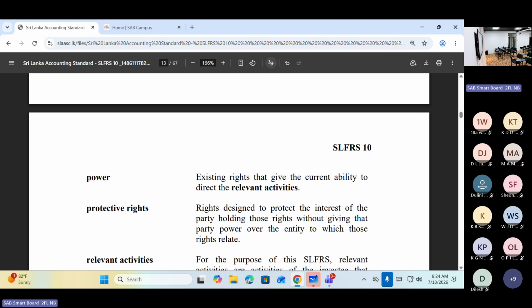Consolidated financial statement, group, parent, subsidiary, what else? Control over the investee, power.